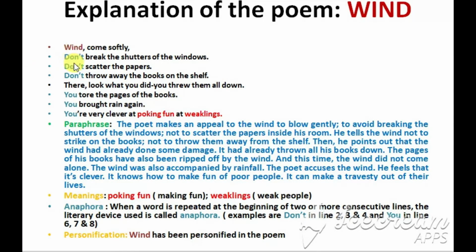So let's look at some words here. First is wind. The poet is personifying wind. He is giving wind a human dimension. So this is a literary device. It is called personification. Another literary device is used here, and that is called Anaphora. Don't. The first words of these three lines all are the same. Don't. Then again look at these three lines here. You. The first words are all same. So this is called Anaphora. When a word is repeated at the beginning of two or more consecutive lines, that kind of literary device is called Anaphora.